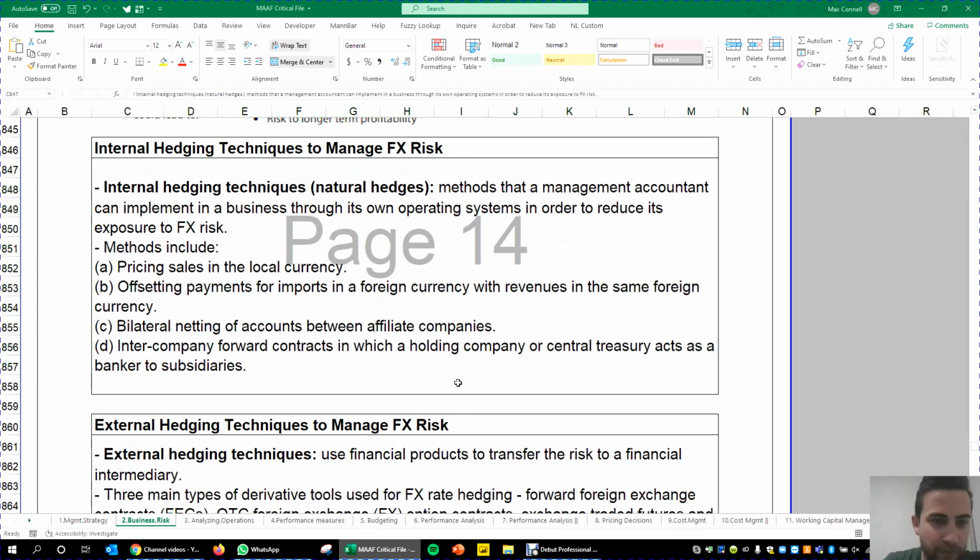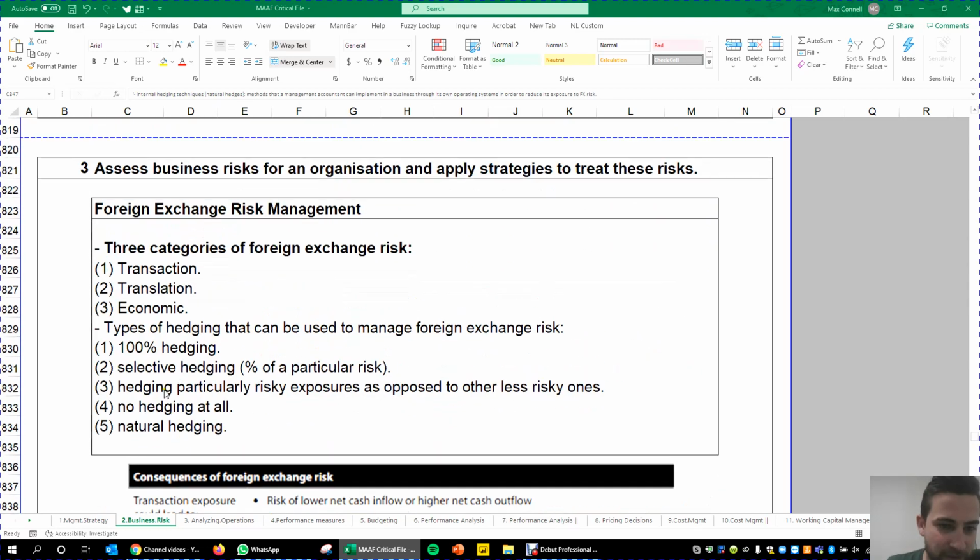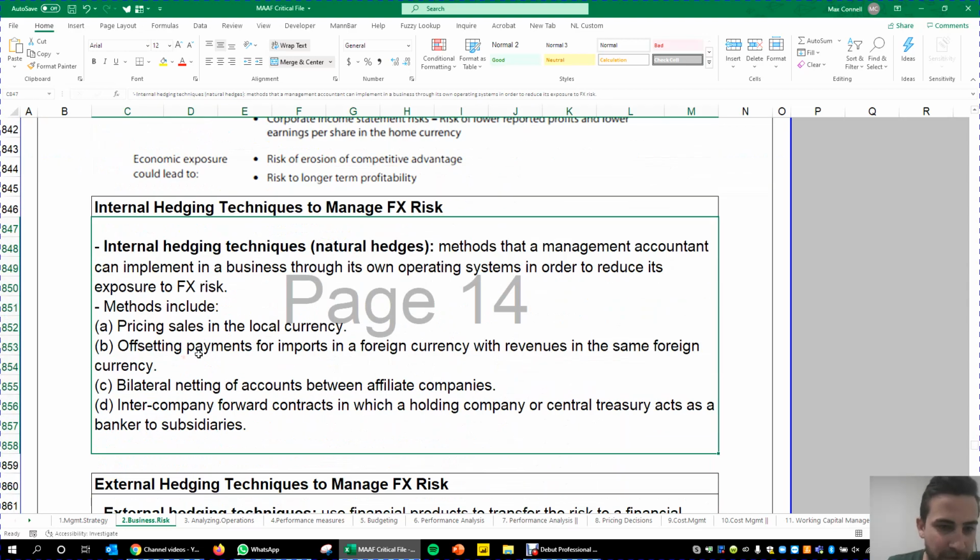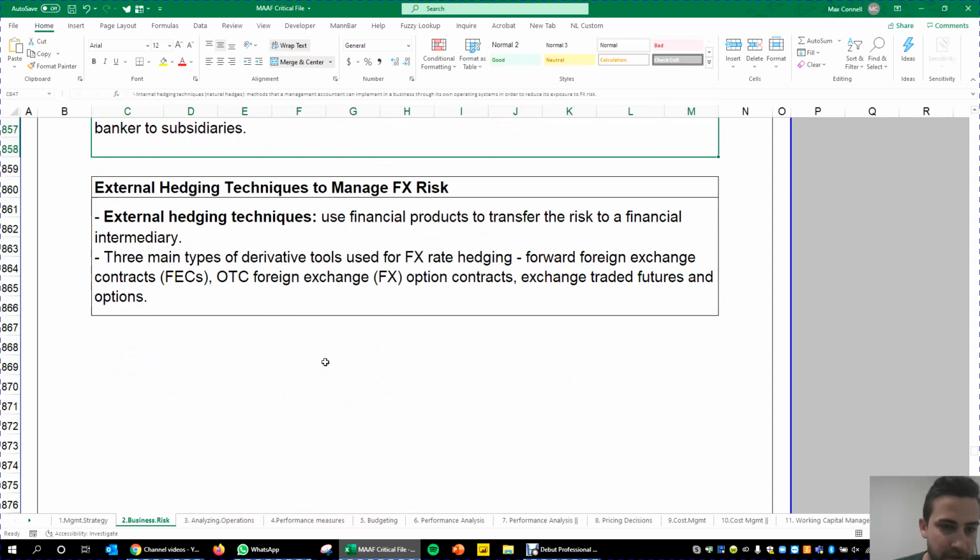Now, there are internal methods to actually manage that, i.e. natural hedges, which is just a deep dive into one of these ones up here, so natural hedging. So the methods could include pricing sales in the local currency, offsetting payments for imports in a foreign currency with revenues in the same foreign currency. So basically just netting off your revenue and your expenses in the same currency. Netting off accounts between affiliate companies. And intercompany forward contracts in which a holding company or central treasury acts as a banker to subsidiaries.